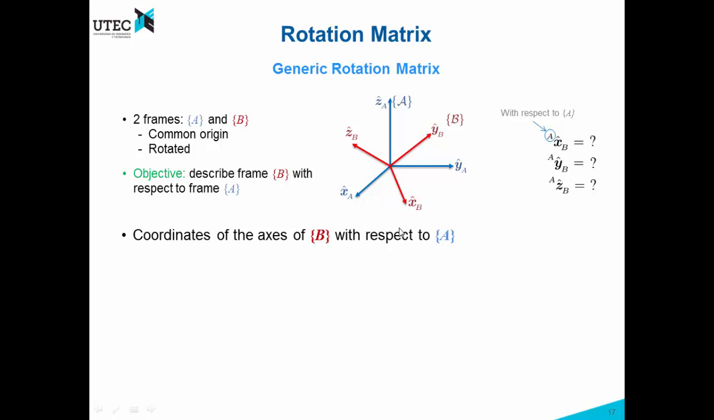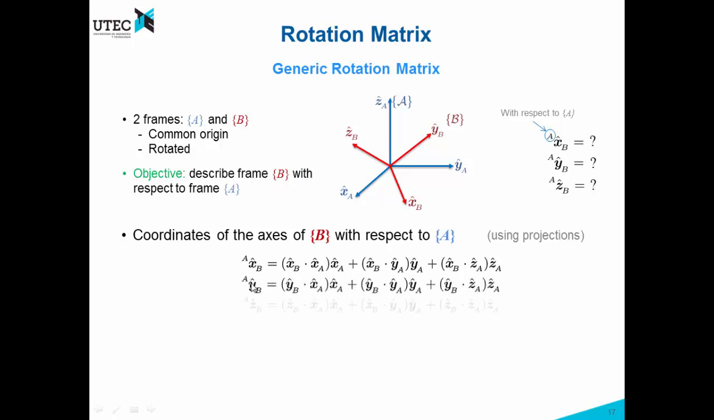The coordinates of the axis of B with respect to A will be given by the following expression, which can be obtained using projections. Now, how do we obtain this expression? We have this XB. The component of XB in terms of XA is just the dot product between XB and XA in the direction of XA. For the next part, it's the dot product between XB and YA in the direction of YA, and for ZA, it will be XB dot ZA in the direction of ZA. We do exactly the same thing for the other axis, for Y and for Z.